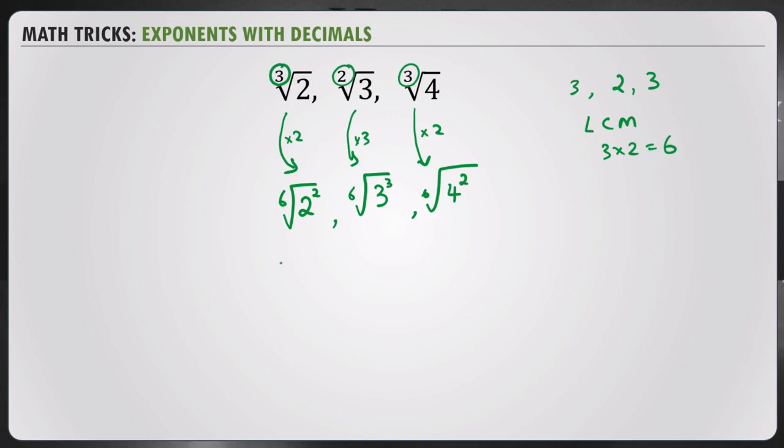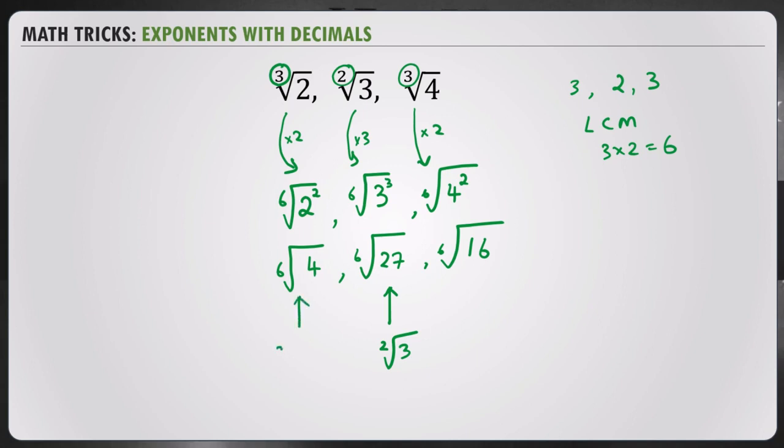Now this makes it so much easier. They're all under the same root. This is 2 squared, which is 4. 3 to the power of 3 is 27, and 16. Since they are all under the 6th root, it's so easy to find the largest and the smallest. The largest number will be the one with 27, which is the square root of 3, and the smallest number will be the one with 4, which is the cube root of 2.